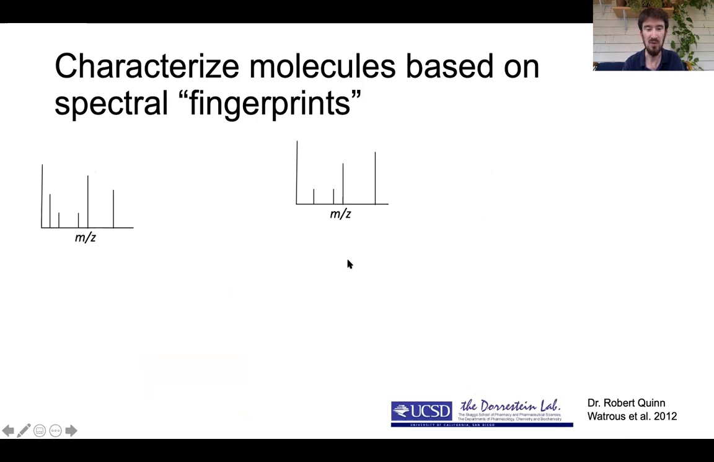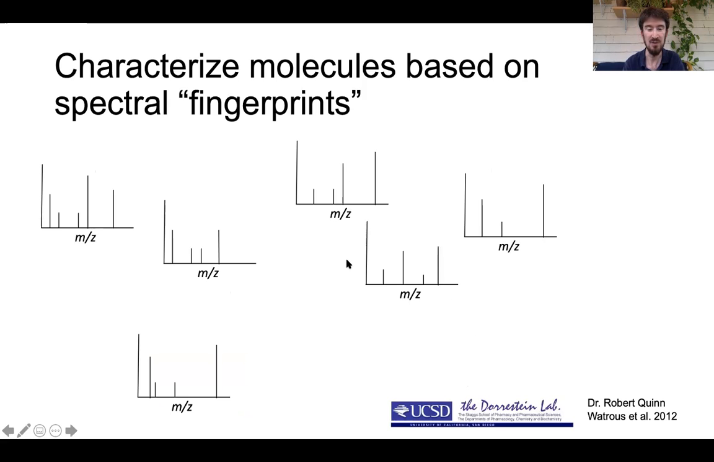And so here, what I'm showing you are a bunch of spectral fingerprints, or spectra, of molecules. And so what we then want to do is ask, what is the relationship between these molecules? How similar are they? How different are they? Because their similarities and differences relate to their functions.